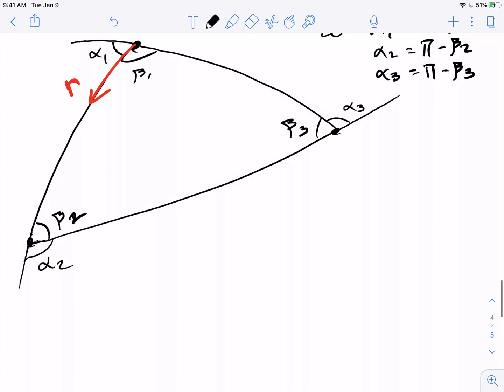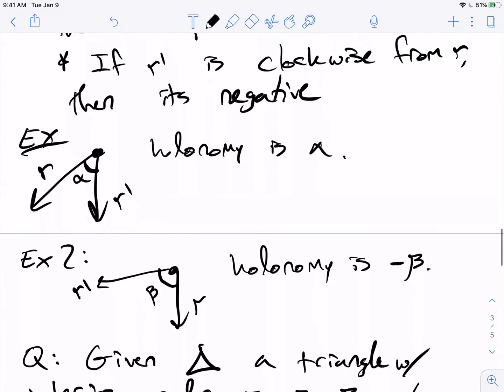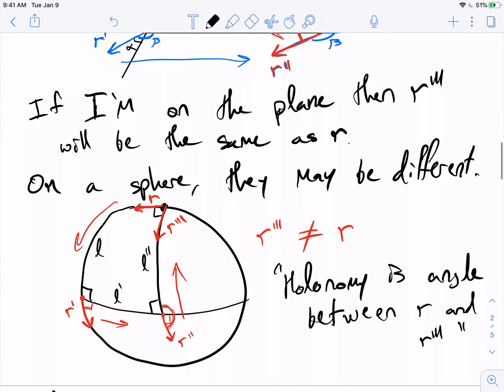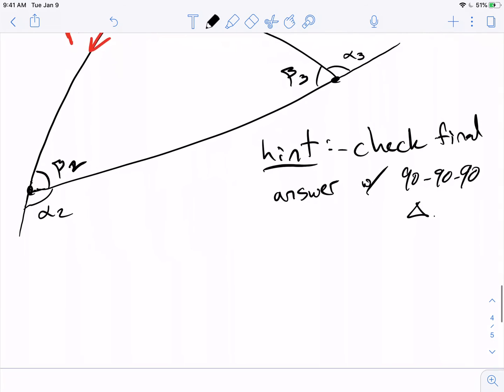I guess one final hint is, again, do the sanity checks that you can. So check your final answer with one where you know the answer, which is the 90-90-90 triangle. So in that case, remember, we drew the picture. I move it all the way across. The new vector I get is 90 degrees counterclockwise from R, and so in this case the holonomy should be 90 degrees, or in terms of radians it should be pi over 2.